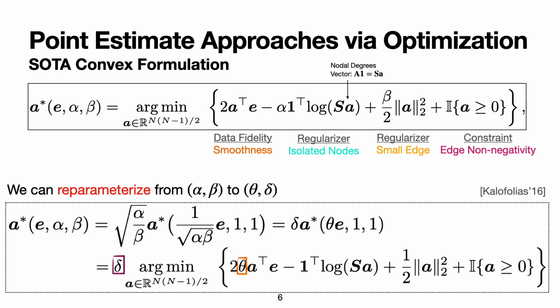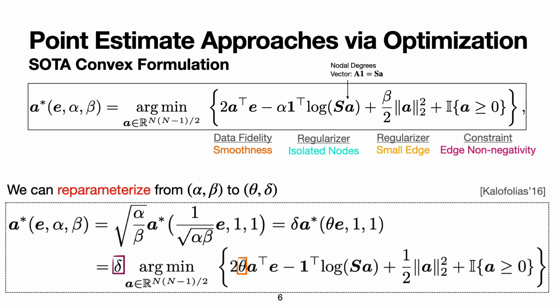The second term is a regularizer to prevent isolated nodes. Here, S times A is simply the degree vector, and so we have a log barrier on the degree vector, scaled by a regularization parameter, alpha. The next term is a 2 norm on the edge weights, scaled by a regularization parameter, beta. Then we bring a non-negativity constraint into the objective. We called this the alpha-beta formulation of the problem.